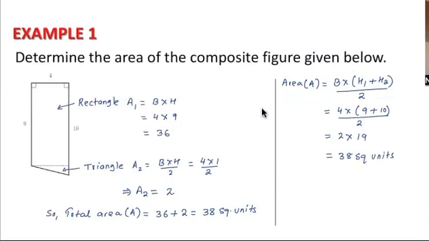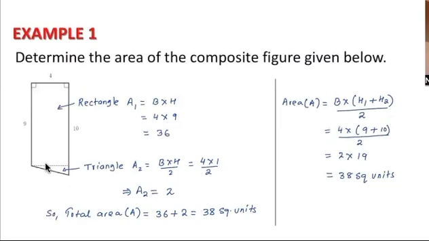So in this first method, method 1, I used the concept of composite figure, because our whole figure, the single structure given here, is composed of two different things, the rectangle and the triangle. So I used the composite structure.